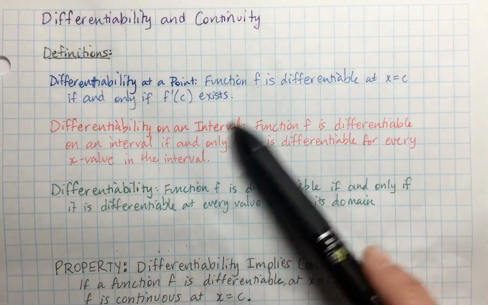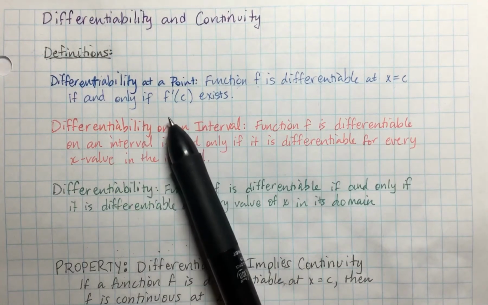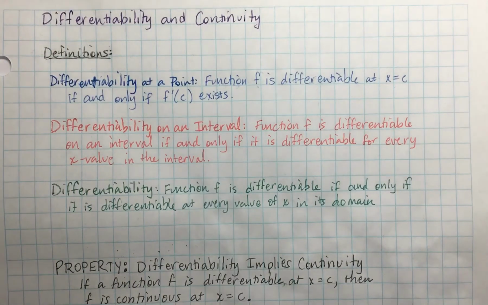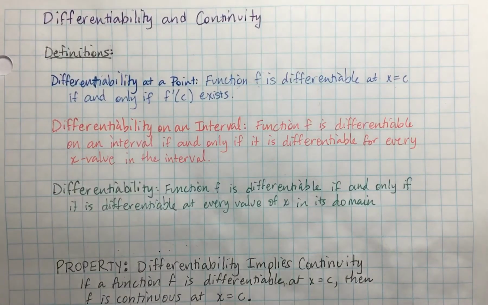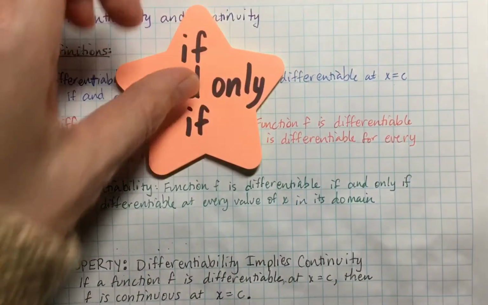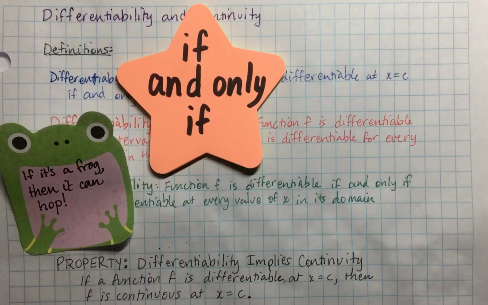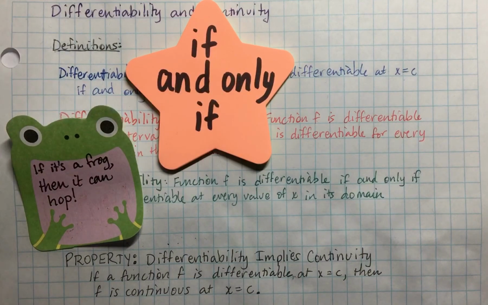Okay, so function f is differentiable at x equals c if and only if f prime of c exists. Okay, I'm going to hit the brakes right here, because of this phrase: if and only if. We need to talk about the phrase if and only if. So in logic, you get these if-then statements. For example, if it's a frog, then it can hop, which is true enough.